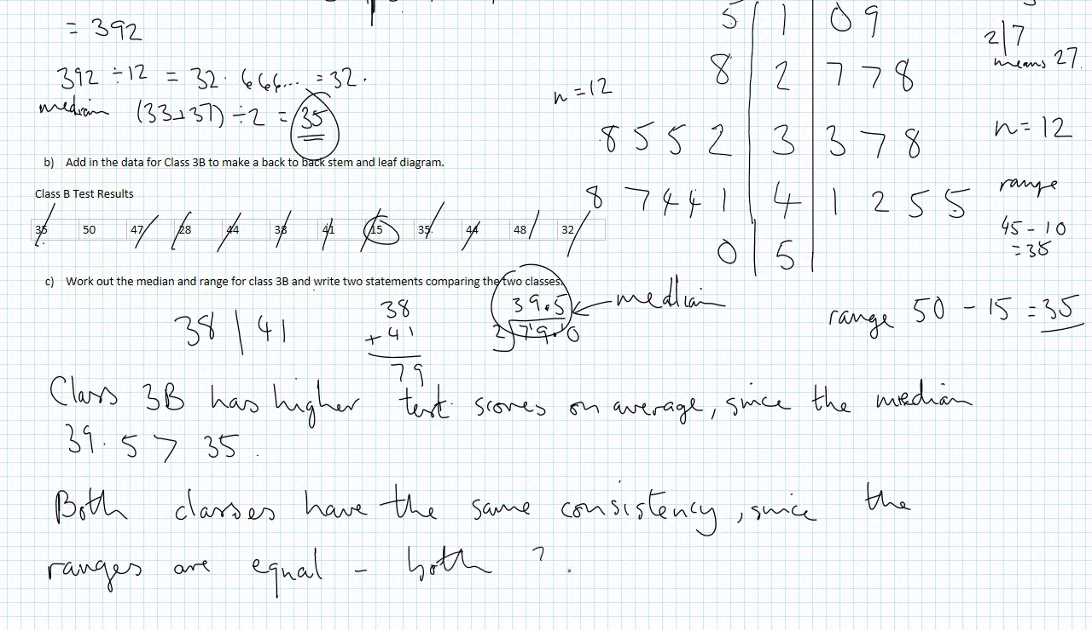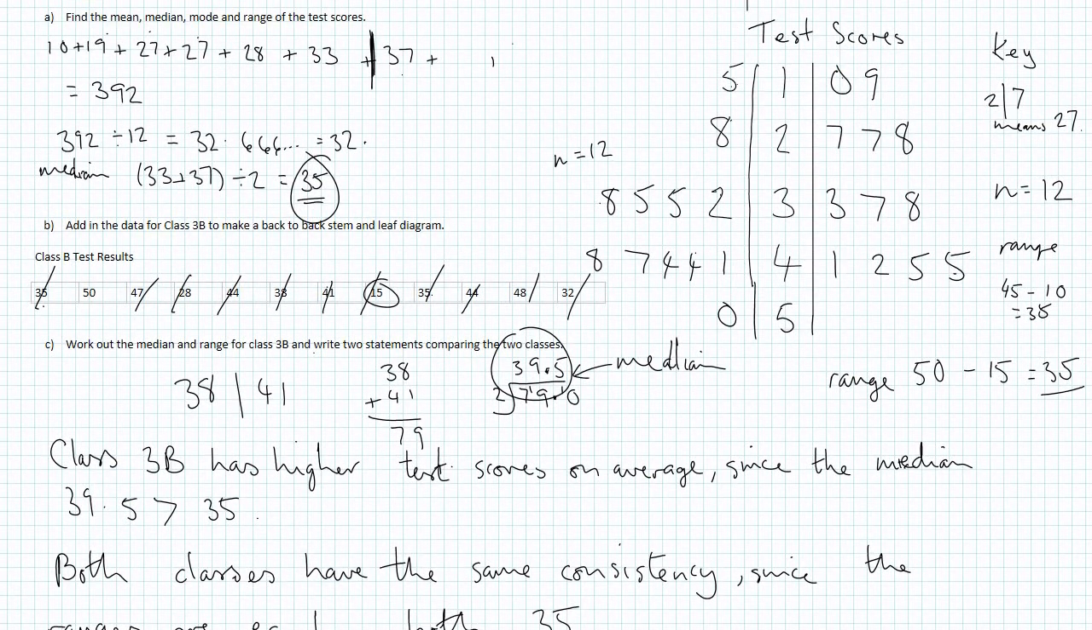both 35. So that's how you do stem and leaf diagrams, including back-to-back ones where you've just got two stuck together, and how to answer some wee questions on them.